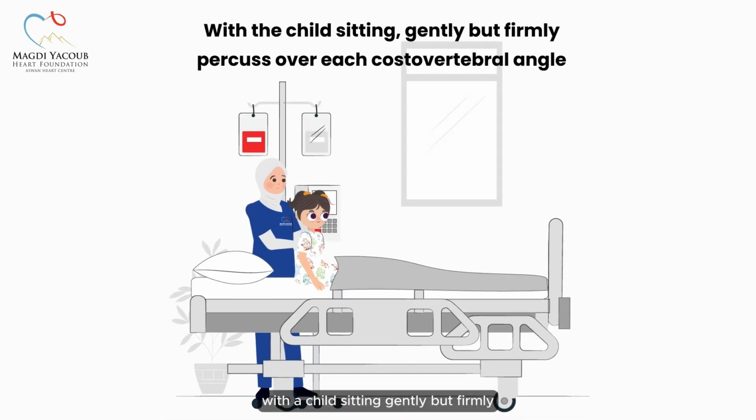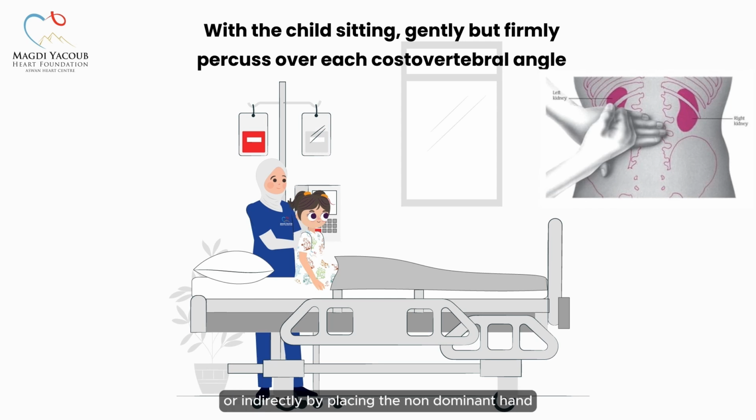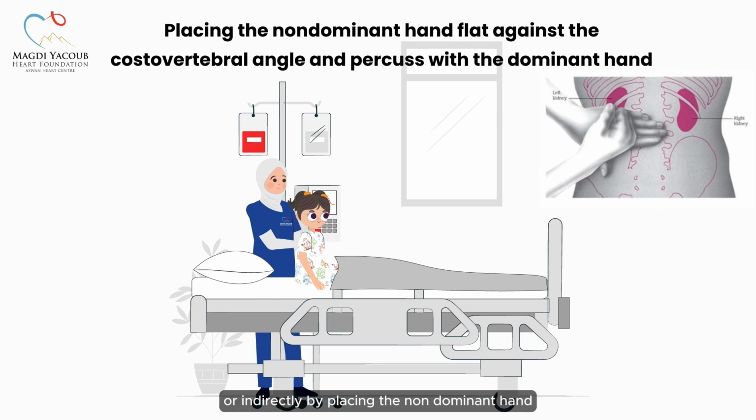With the child sitting, gently but firmly percuss over each costovertebral angle. Use the ulnar surface of the fist to percuss directly against the child's skin or indirectly by placing the non-dominant hand flat against the costovertebral angle and percuss with the dominant hand.